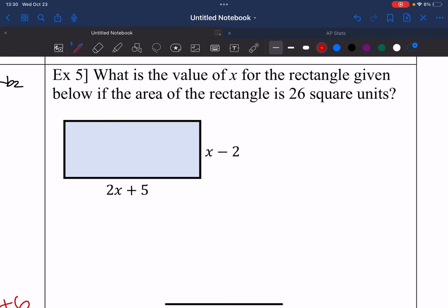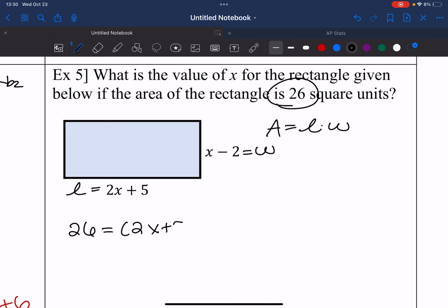Okay, last question over here. It says, what is the value of x for the rectangle given below if the area of the rectangle is 26 square units? So we know that the area of a rectangle is length times width. So let's go ahead and name this one length and this one width. And we already know the area is 26. So 26 is equal to 2x plus 5 times x minus 2, length times width.